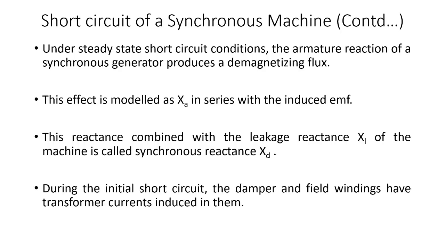During the initial short circuit, the damper and field windings have transformer currents induced in them, as I have told earlier. Just at the start of the short circuit, due to the demagnetizing flux created by the armature reaction, more flux is created in the damper and field windings to help the main flux keep its previous value. That is to compensate the main flux.